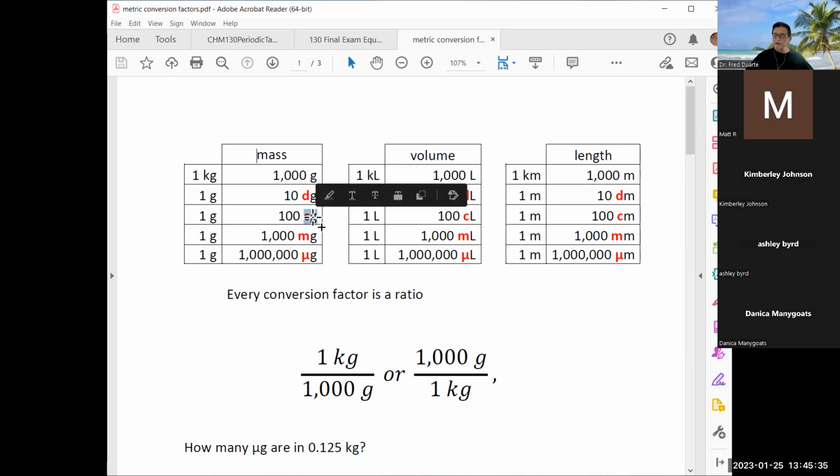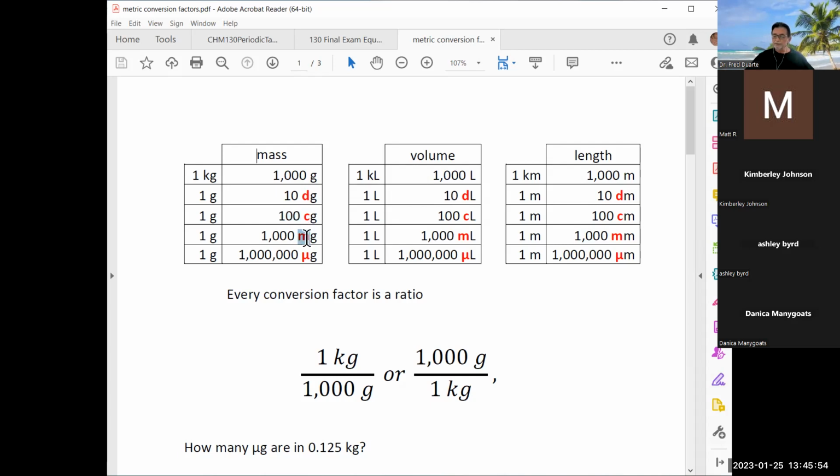The next one down is centi, C-E-N-T-I, centi. One way to remember this is there are 100 years in a century, C for century. Therefore, there are 100 centigrams in 1 gram.